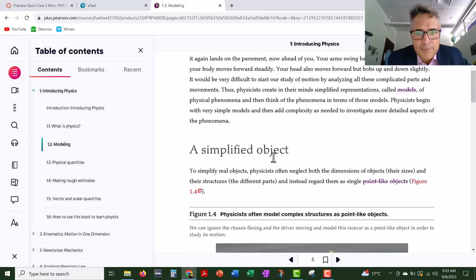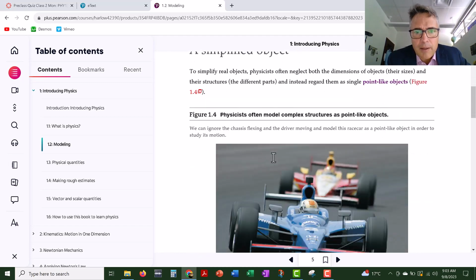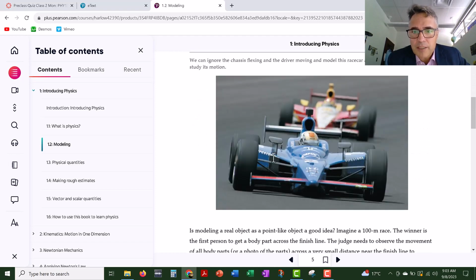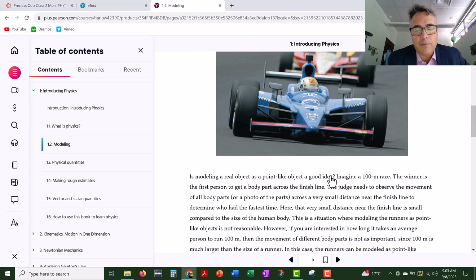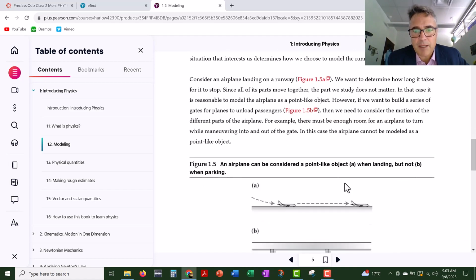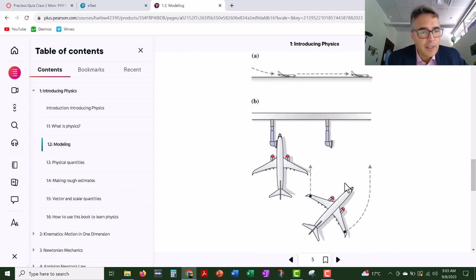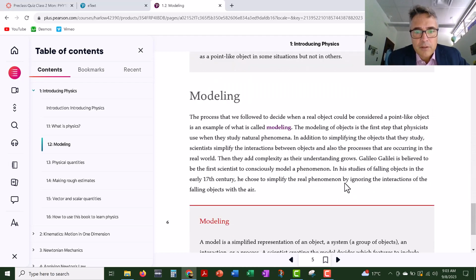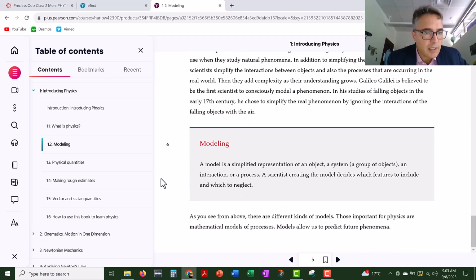The modeling goes through the point-like object model. So if you have a big race car, for example, it has a lot of moving parts and a person in it and all kinds of complicated details. But often what you're really interested in is its position and its velocity. And you can specify that by modeling it as a point.